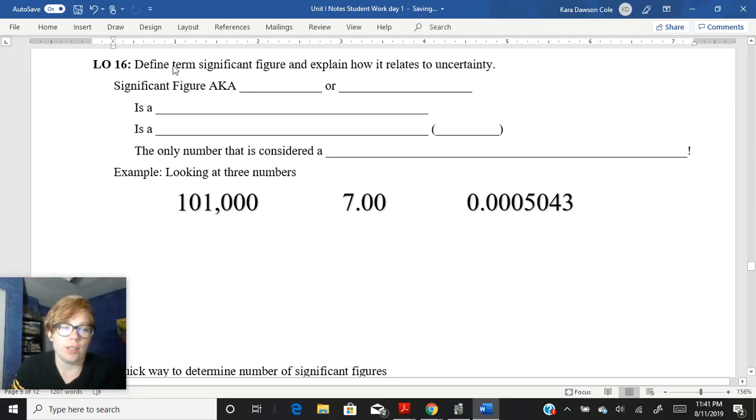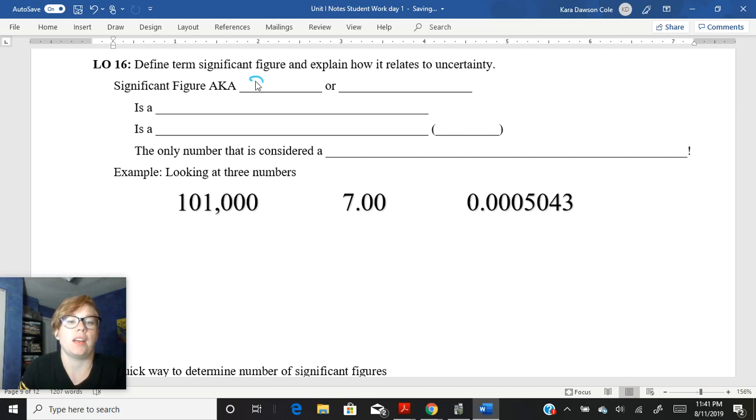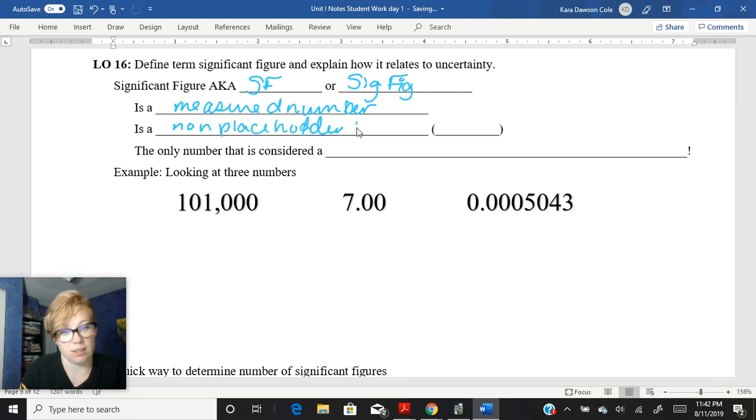All right, so learning objective 16 is to define the term significant figure and explain how it relates to uncertainty. So significant figure, aka SF. If you ever see SF on your test, you know that means sig fig or significant figure. The other thing that I abbreviate this to is sig fig. A sig fig is a measured number, so it's a measurement, and it is a non-placeholder digit.